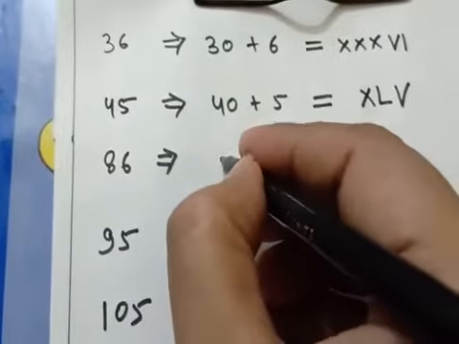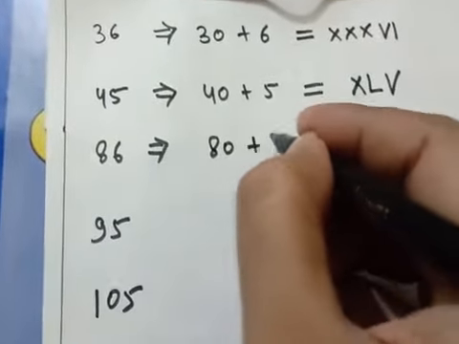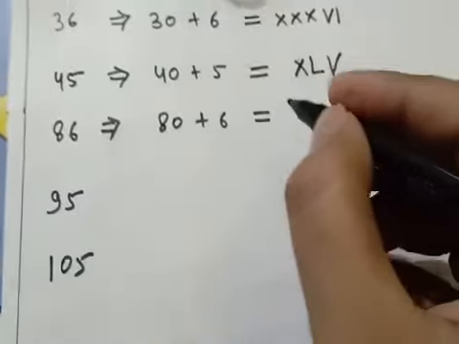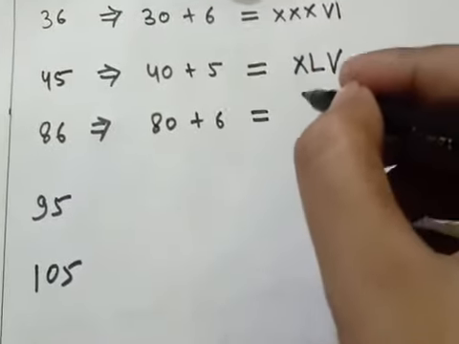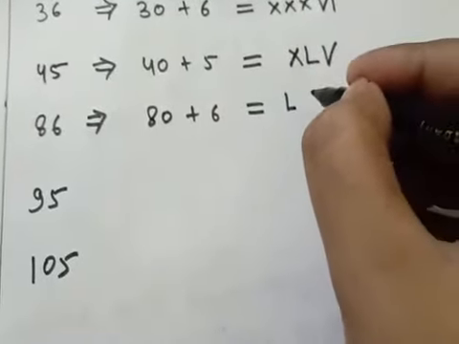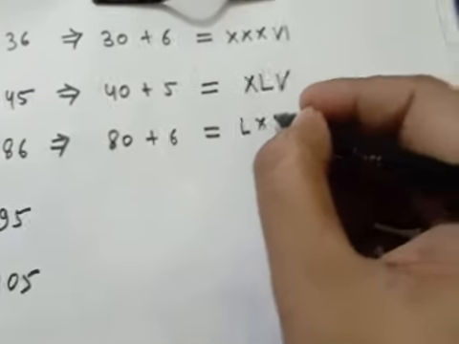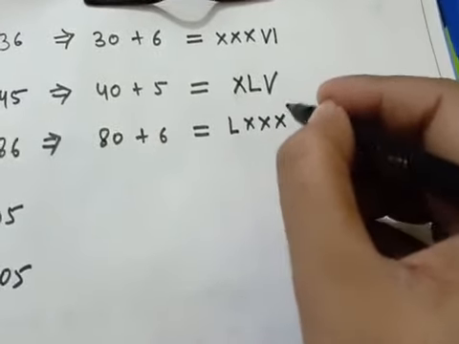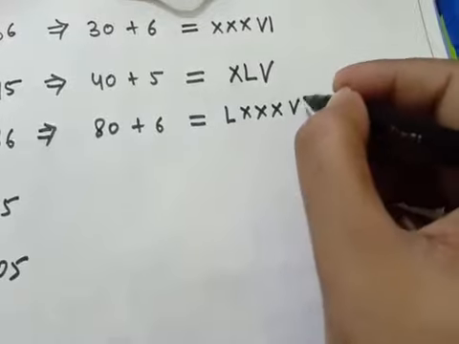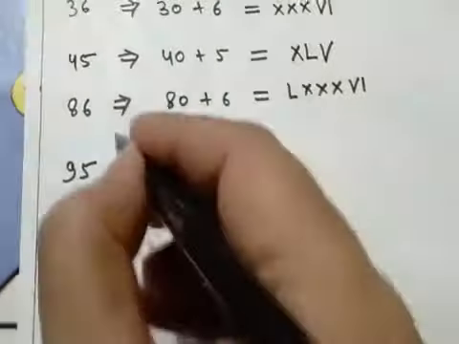Break the number 86: 80 plus 6. Now how can we write 80? This is the symbol for 50, then 60, 70, 80, plus 6. So 86. Taking another example, 95.